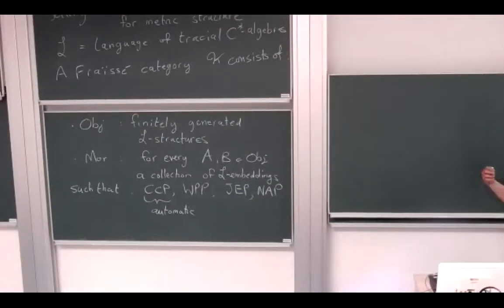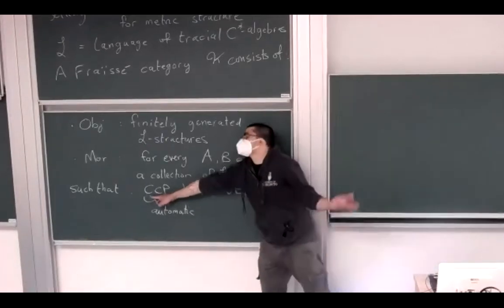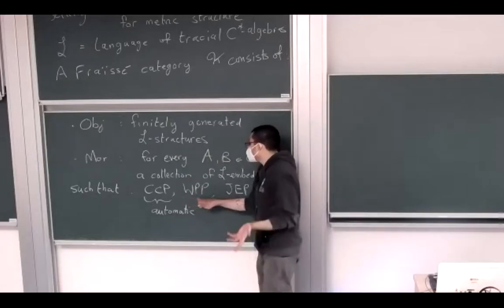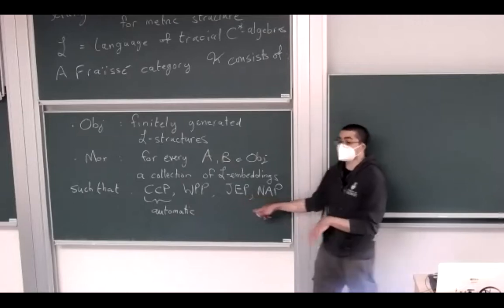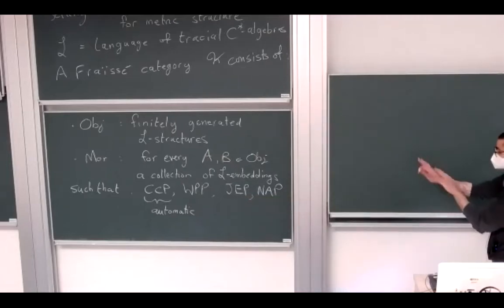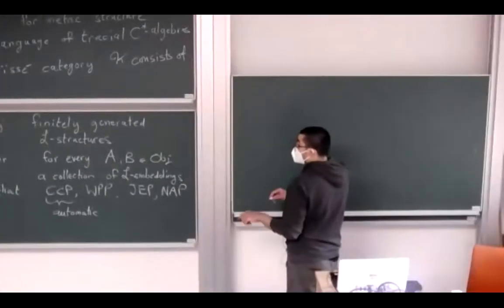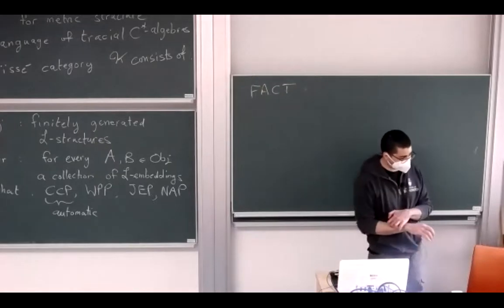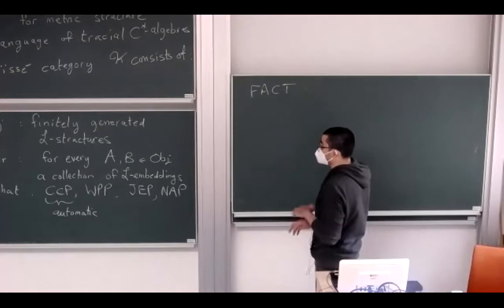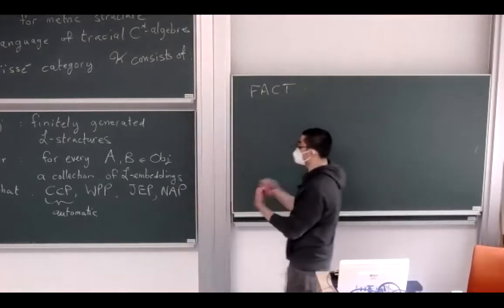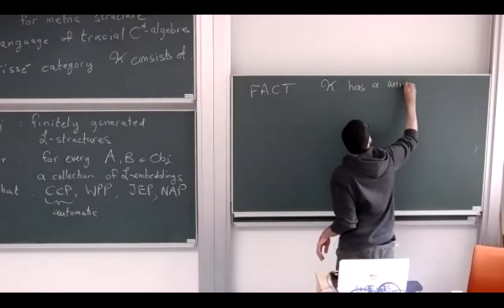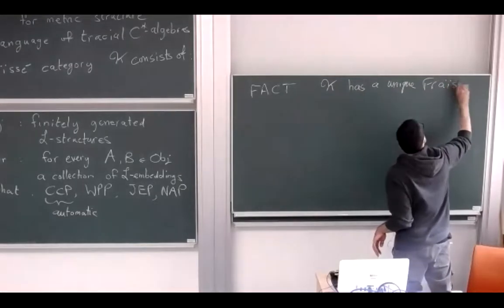We'll focus on some very specific ones now. But the fact is, this CCP is the Cauchy continuity property. Whatever that means, but it's automatic in our setting. And this is the weak Polish property and the joint embedding property and the near approximation property. But I'll spell the other three out in due time. Okay. Right. So the fact is, I'm not really sure who to attribute this to, but there is a paper by Shuhei Masumoto where this is spelled out. And the fact is that a Fraïssé category has a unique Fraïssé limit. So such a category has a unique Fraïssé limit.